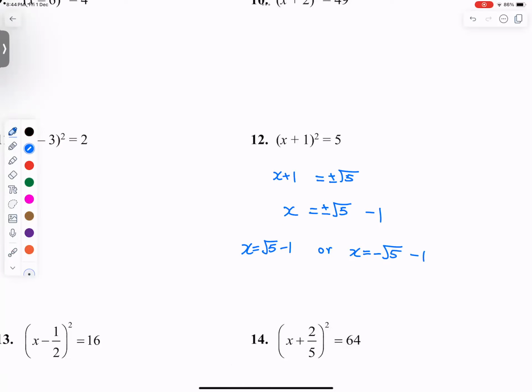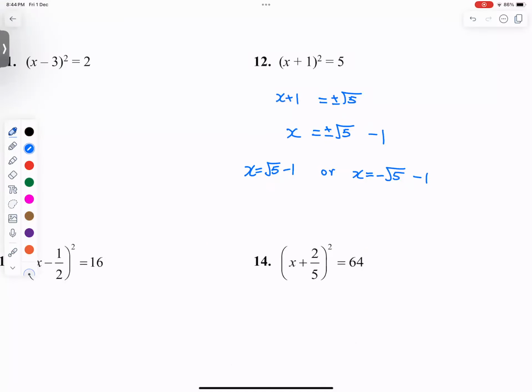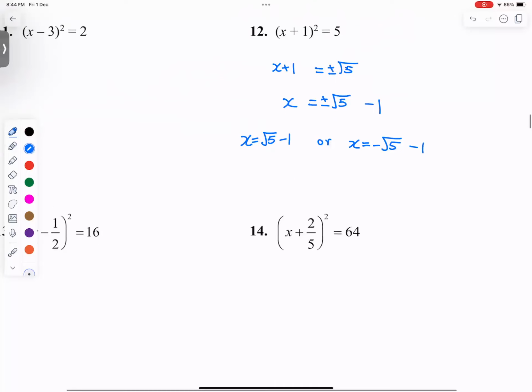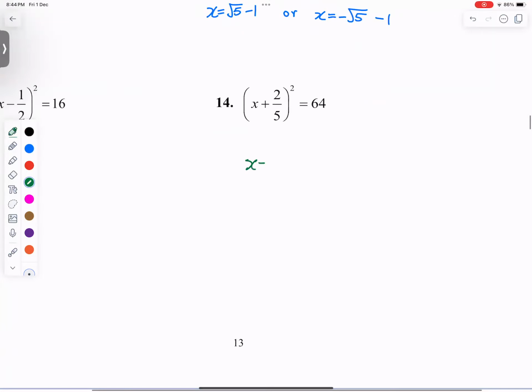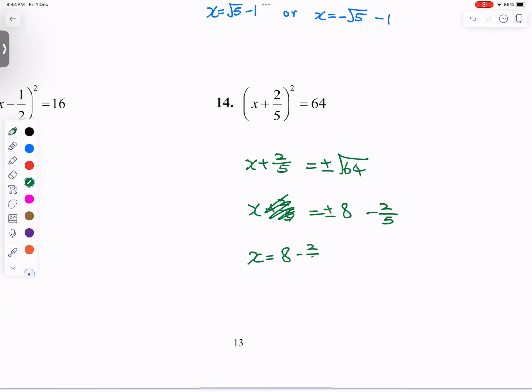If this is fine, can you also try question 14? First, positive, negative square. And then what do you get for that? Square root 64? What times what is 64? 8. Yep. Then we move the 2/5 to the other side, so this will be your answer: 8 minus 2/5 or -8 minus 2 over 5. Since it's numbers, this time you can actually calculate them.